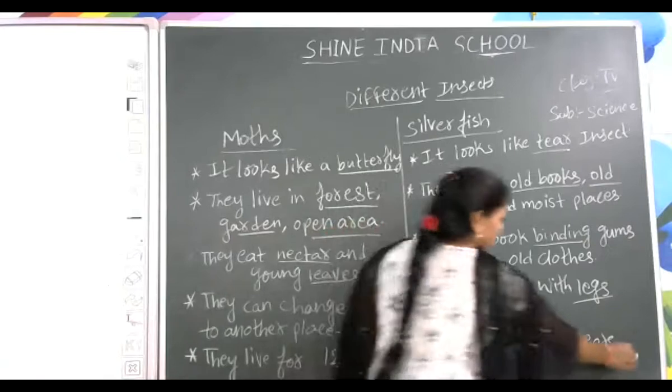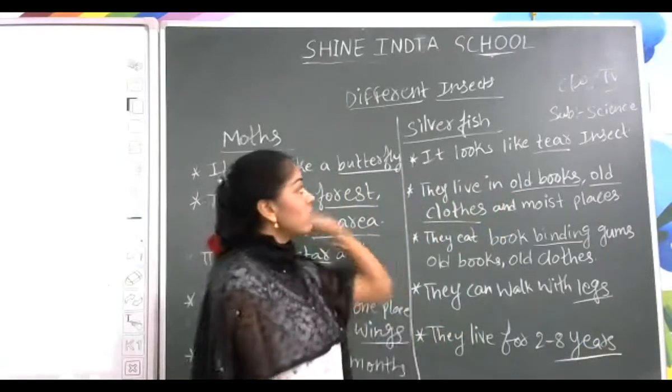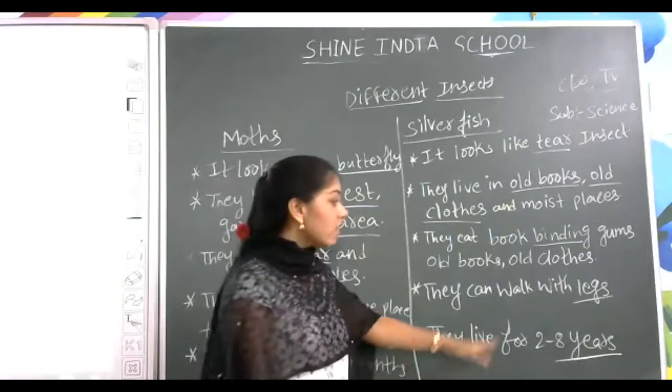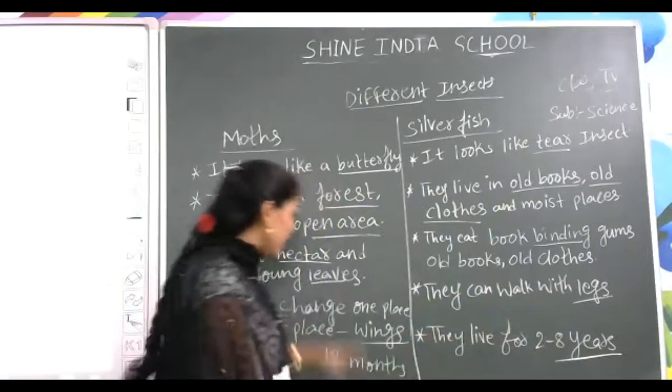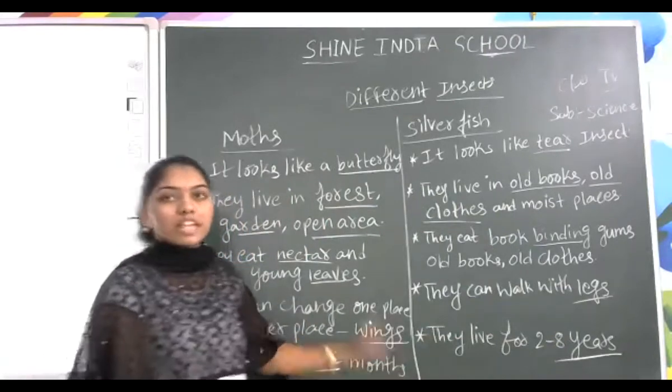How many years? Here the silverfish has the longest living time. Its lifespan is very high, 2 to 8 years. Here for the moths it is only 12 months, right? 12 months we have seen.